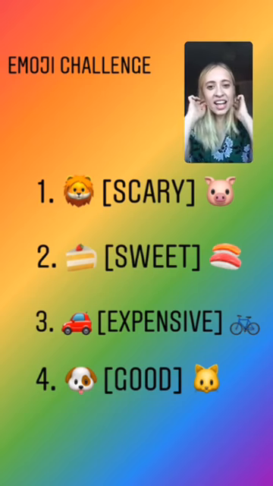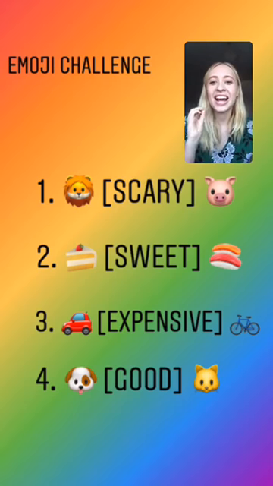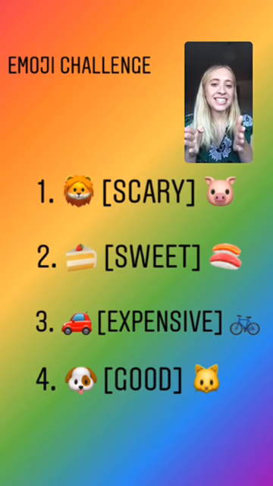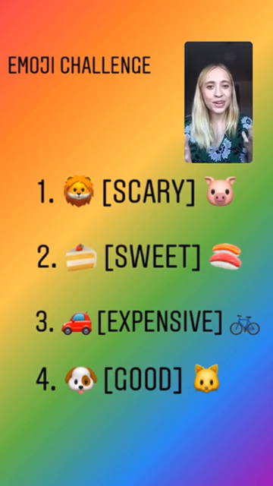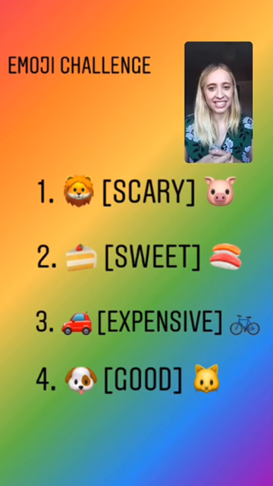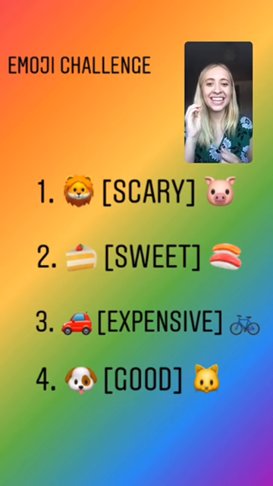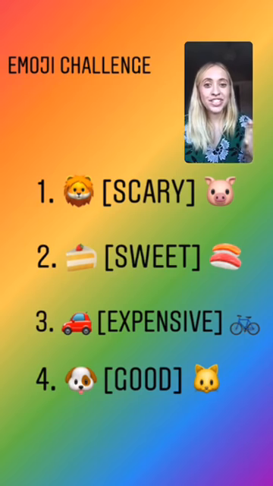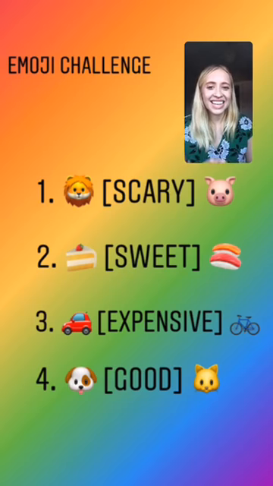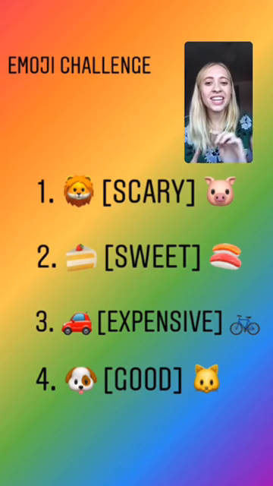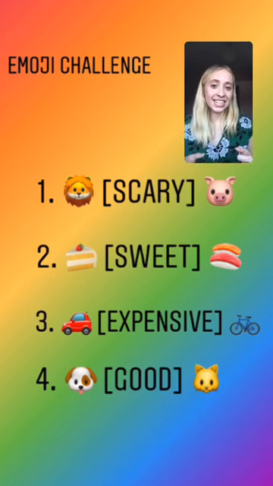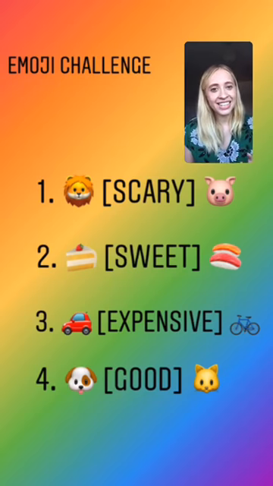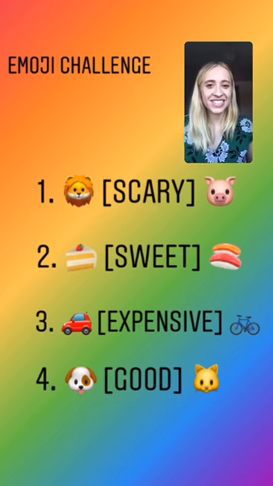Okay. So number 1, we have a lion, the word scary, and a pig. What is your comparative sentence? The same for number 2. We have a cake, the word sweet, and an emoji of sushi. What is your comparative sentence? Okay, number 3, we have a car, the word expensive, and a bike. The same. Please give me the comparative sentence.